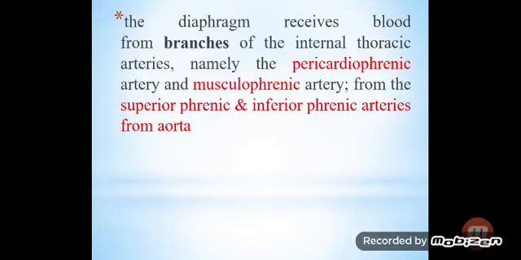What about the blood supply? The blood supply of the diaphragm takes branches from the internal thoracic arteries, which are the pericardiophrenic artery and musculophrenic arteries. The word phrenic means diaphragm, whether innervation or blood supply. Phrenic means it supplies the diaphragm. So the pericardiophrenic artery and musculophrenic artery, branches from the internal thoracic artery, supply the diaphragm, in addition to the superior phrenic artery and inferior phrenic arteries that arise from the aorta.